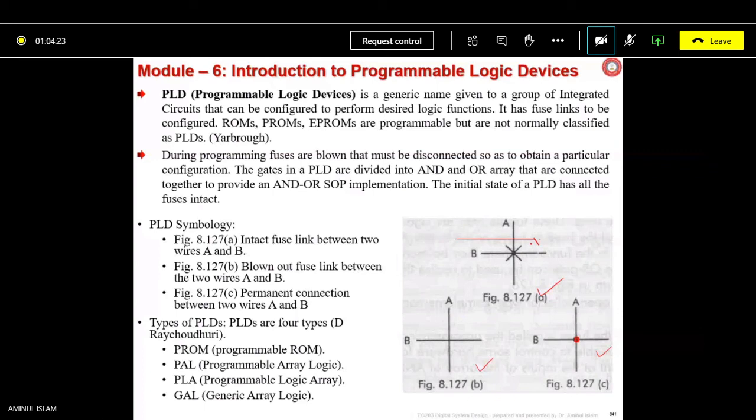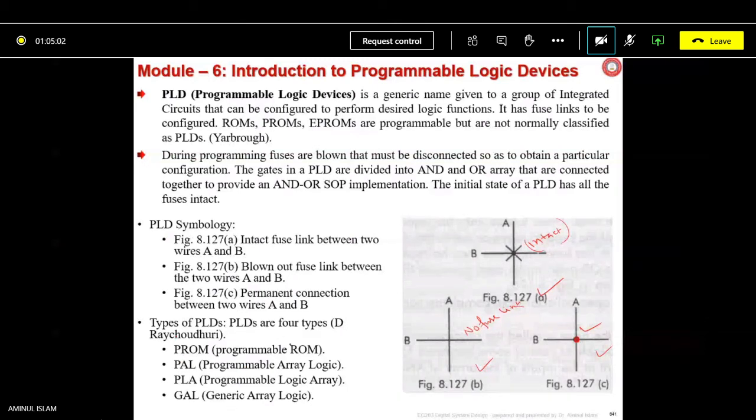Intact fuse, means the fuse is there. Here no fuse link, or the fuse link is blown, and it is a permanent condition. This kind of symbology will be used later on very soon. So you remember that.